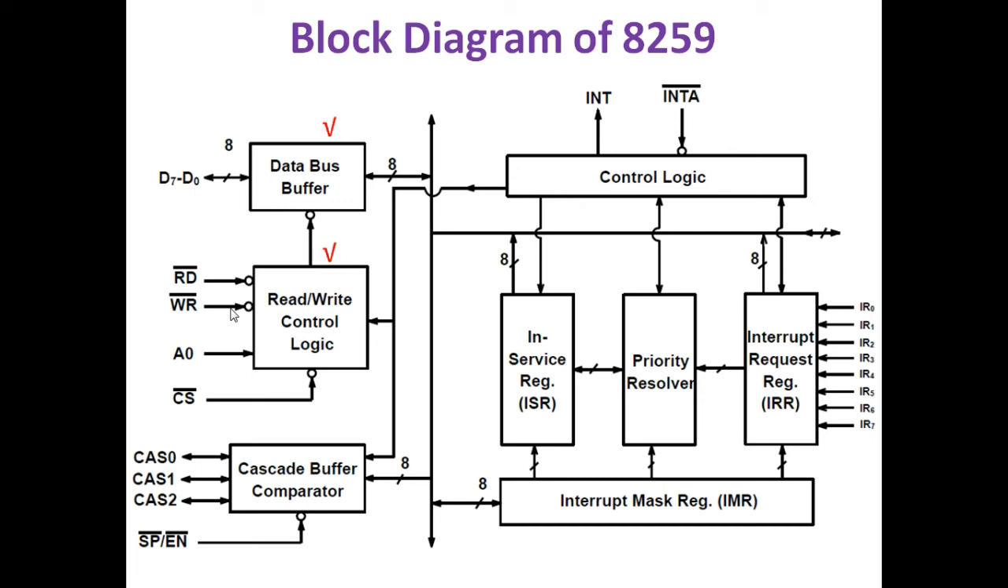Okay, now the next block is the cascade buffer comparator. So here the cascade buffer comparator compares the 3-bit combination with its current address or with its predefined address. Because if this 8259A is acting as a slave, then the master will send the 3-bit address on these lines, and it will compare whether that 3-bit address is for me or it is for another 8259 IC.